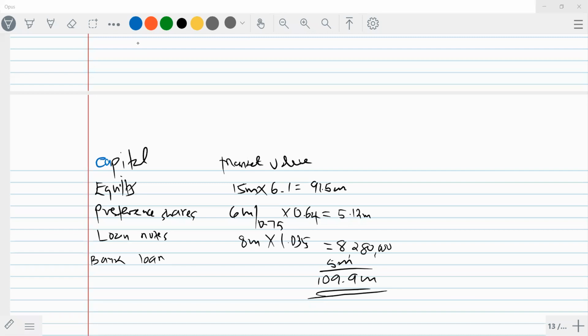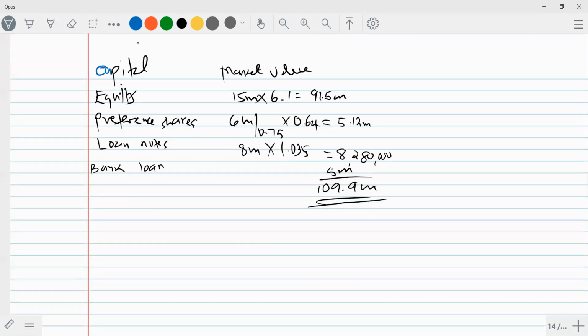Now, having done the easier part, what do we do next? We get the cost of capital from each one of those sources. Begin with the easier one, which I guess is equity, or maybe the bank loan. No, equity. Let's do the equity. First, the cost of equity.